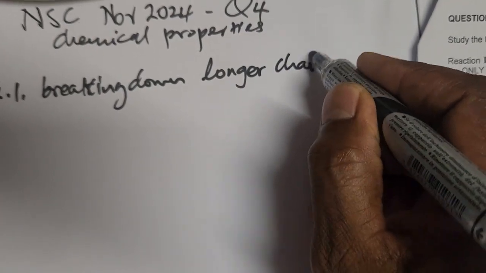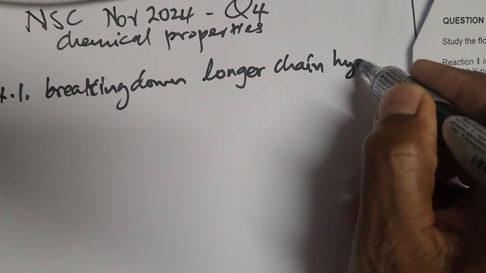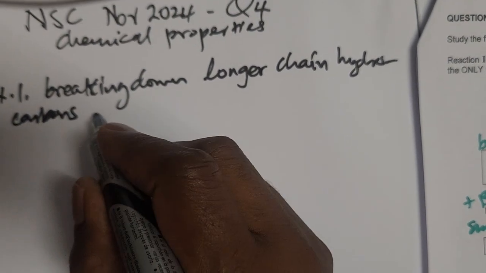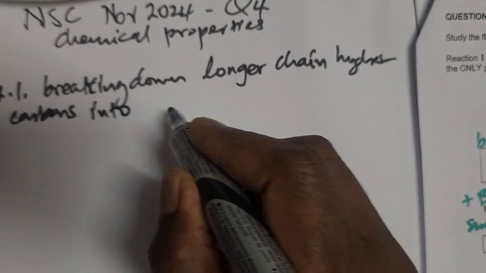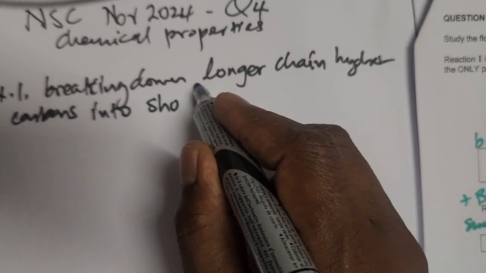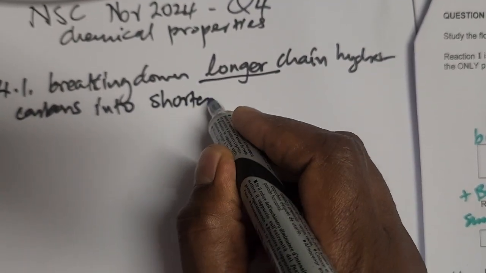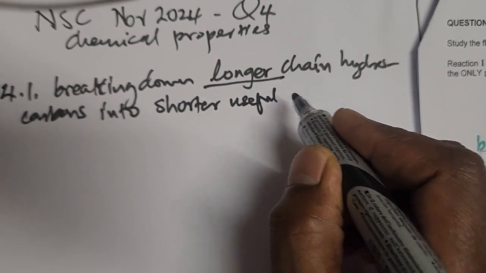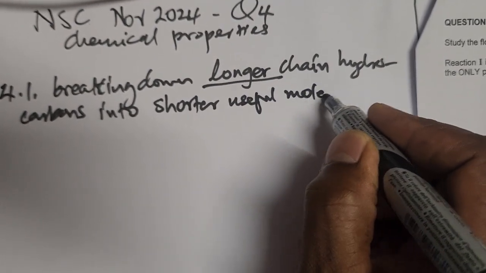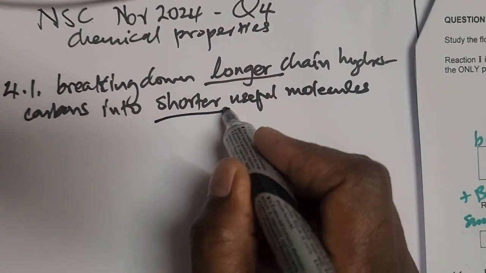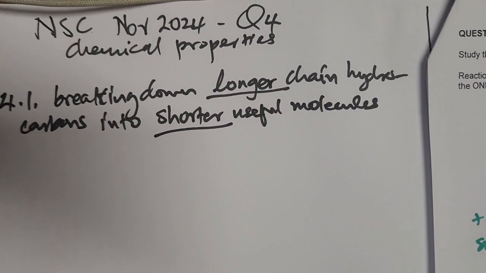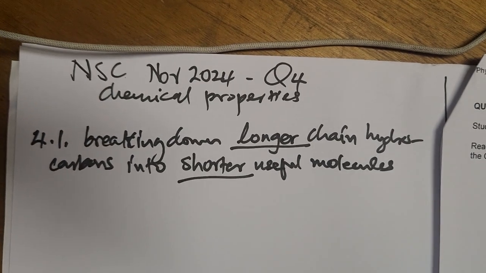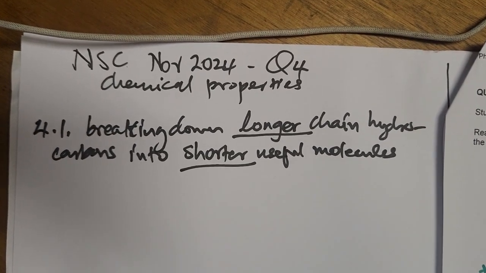Longer chain hydrocarbons into shorter, useful molecules. So the word now longer, shorter, useful molecules should be molecules. Remember, in cracking we can form hydrogen. That's why we are using the word molecules, not hydrocarbons. Not necessarily that if you write hydrocarbons would be wrong, but if you say molecule, that's the perfect way.